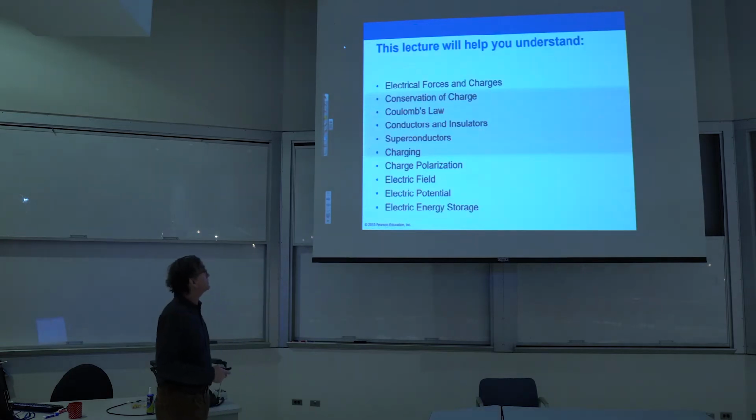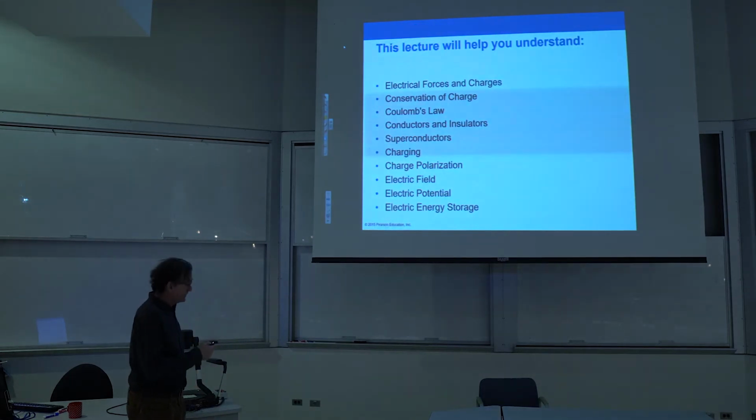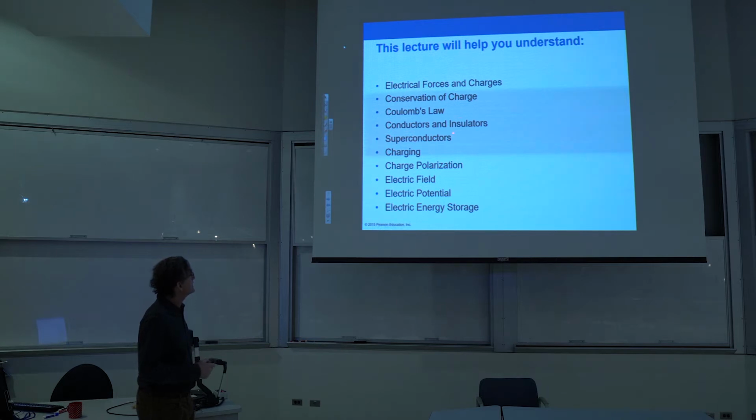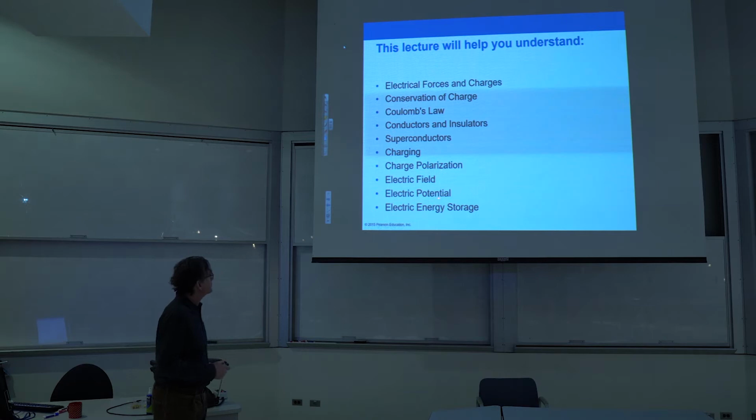So in this chapter we're going to talk about electrical forces and charges, Coulomb's law of attraction between charges, and we'll talk about different types of electrical materials known as conductors, insulators, etc. We'll end up talking about electric field and what's called electric potential or electric potential energy. Then we'll move on to the next chapter.